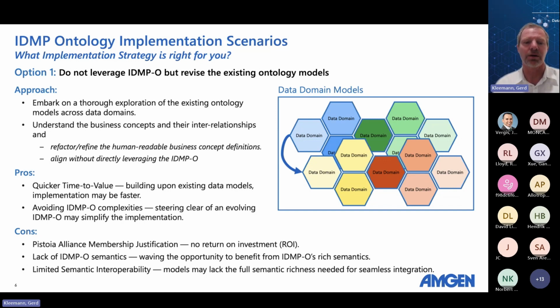The cons of this approach are that it does not justify the cost of a Pistoia Alliance membership, as there won't be any return on investment. It misses out on the opportunity to apply and adapt IDMP ontology semantics. And most importantly, it may limit semantic interoperability because of the lack of semantic richness the IDMP ontology provides.